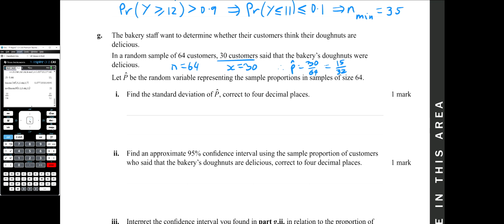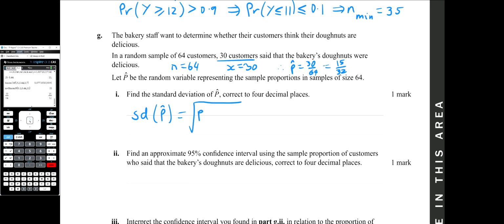So that's the value of p hat for the specific sample that's just been taken. Okay, so p hat is a random variable representing the sample proportions. So we need to find the standard deviation of p hat correct to 4 decimal places. The standard deviation of capital P hat would normally require the value of p, the population proportion, but we don't have that over here. Currently we only got a p hat value.